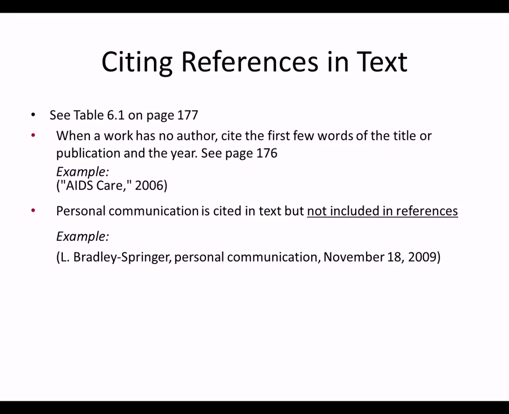So for an example, if the first few words of the title was AIDS care in dying patients, AIDS care, you want to put that in quotation marks, comma, and the year, 2006. Personal communication is cited in the text but not included in references. An example, L. Bradley Springer, personal communication, November 18, 2009. Okay. So personal communications are not cited in the text, but they are included in the reference. L. Bradley Springer, you put their name, comma, the words personal communication, comma, and what date you actually personally communicated with them.